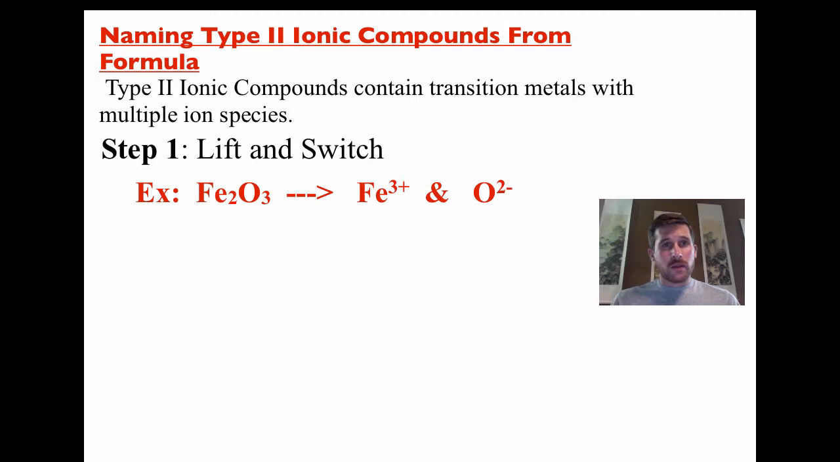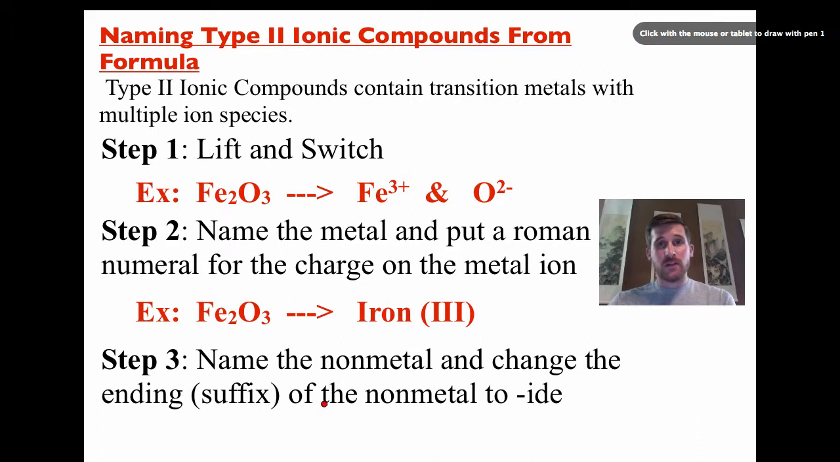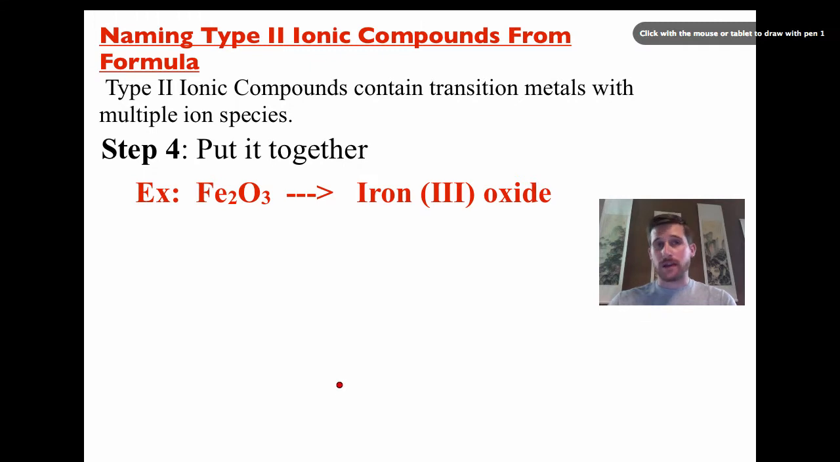So here's another example of type 2 ionic compounds containing transition metals and multiple ions. So we got Fe2O3. If you do the lift and switch, the 3 goes on to Fe, the 2 goes on to O. Here we go, Fe +3 and O2 minus. I'm going to name the metal. What am I going to name the metal, guys? It's going to be iron 3. Okay, so the Roman numeral always corresponds to the charge on the metal, never on the non-metal. And then finally, I'm going to change oxygen to oxide. I put it together, and I get iron 3 oxide.